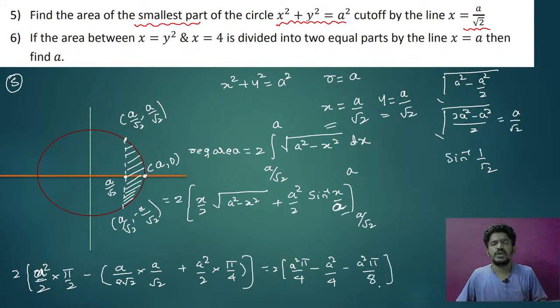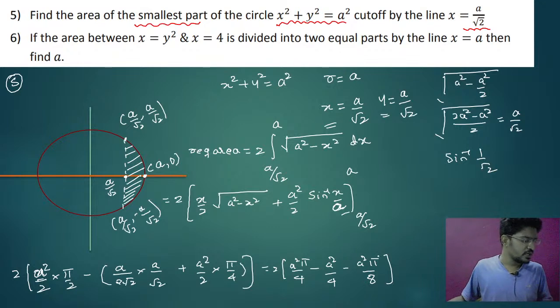A square pi by 8. So you just simplify a square pi by 4 minus a square pi by 8 and you check what you are going to get. You are going to get a square pi by 4. Okay. You just check a square pi by 4 minus a square pi by 8.